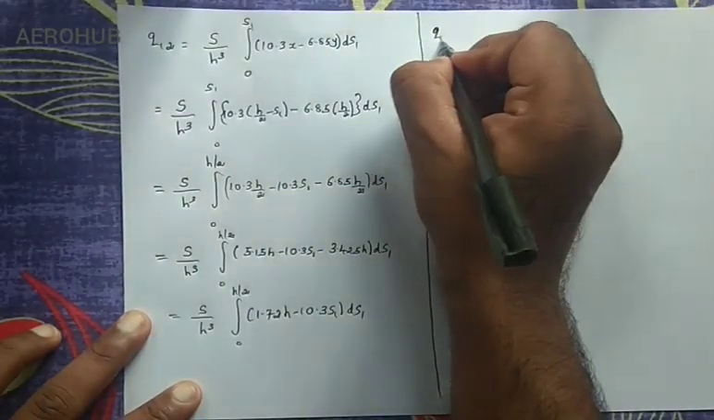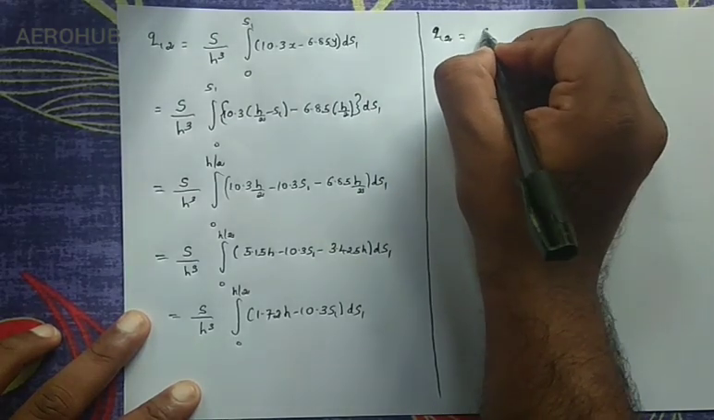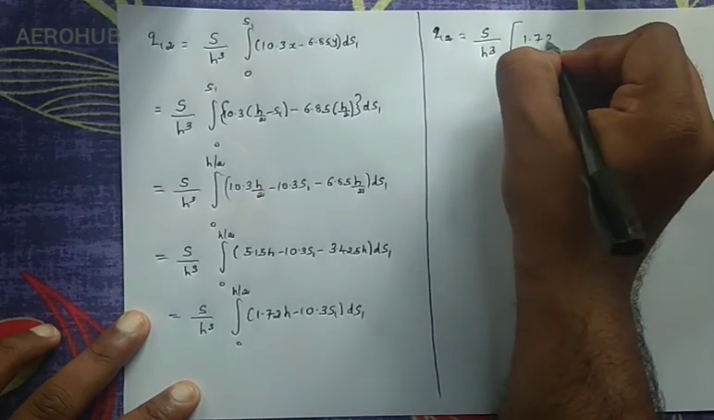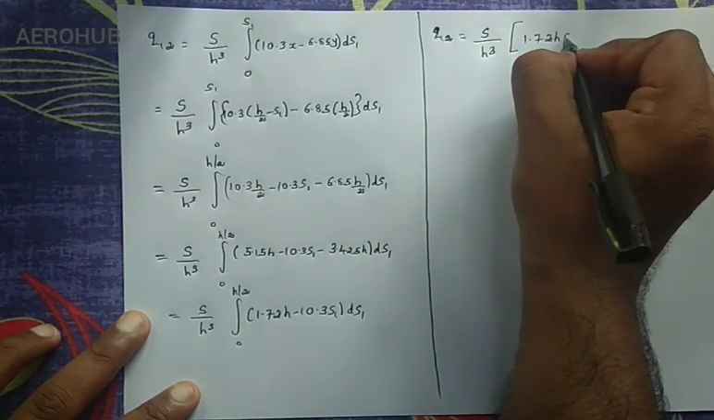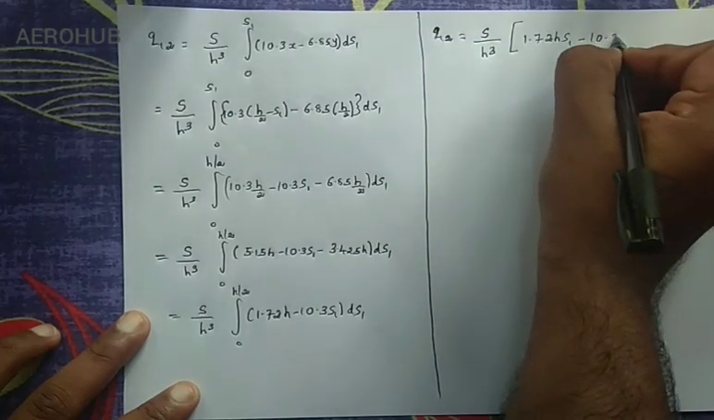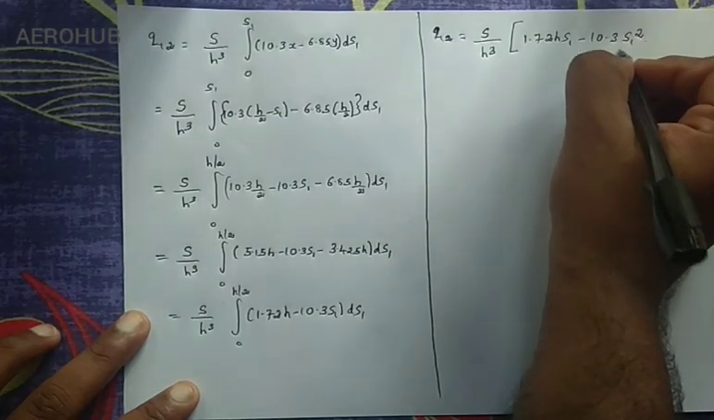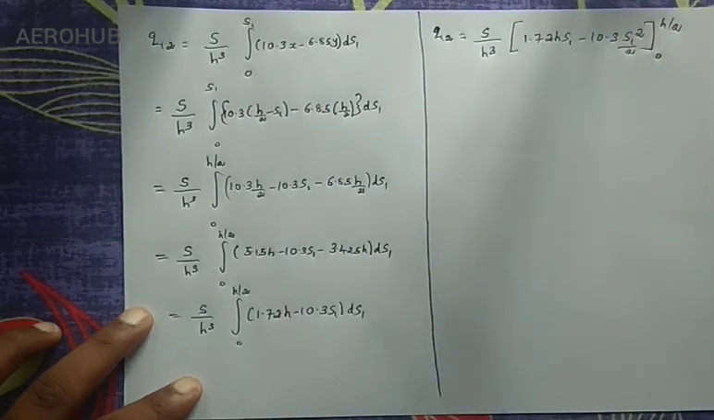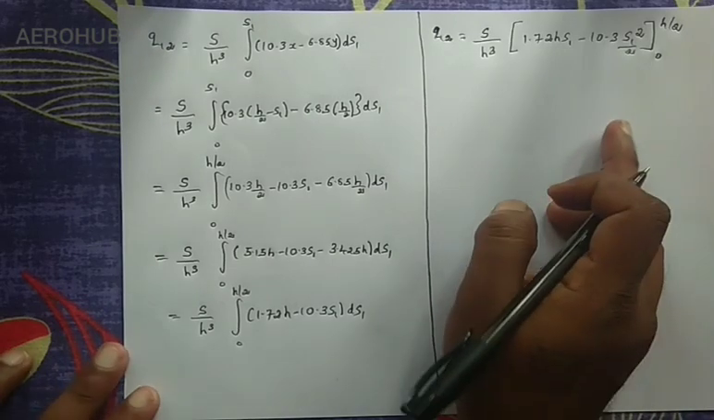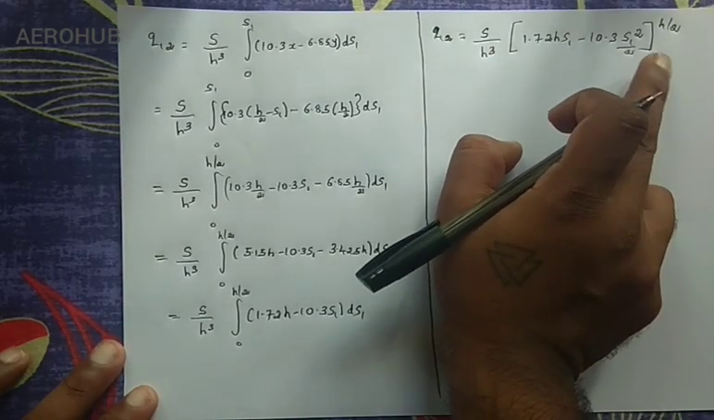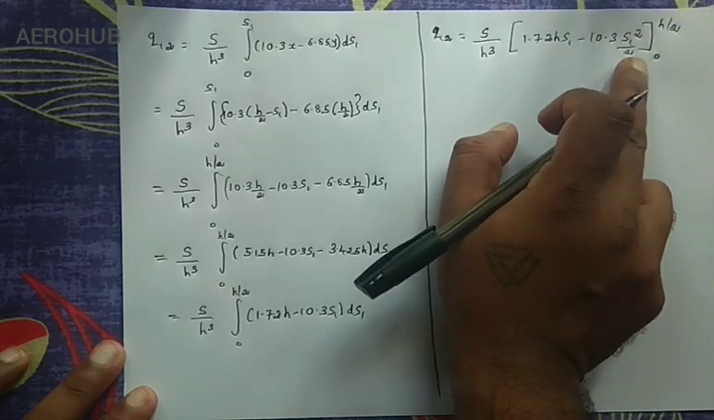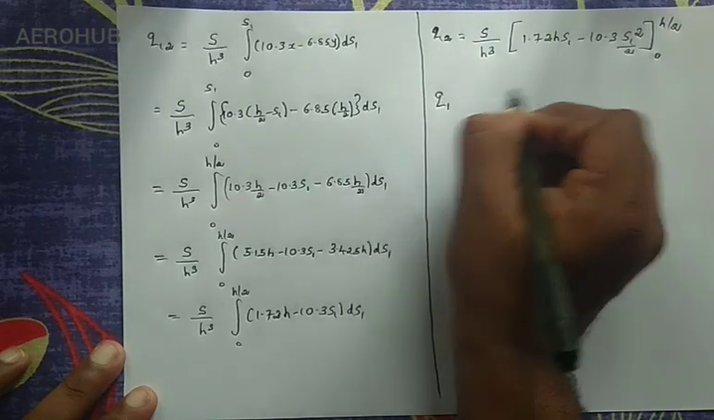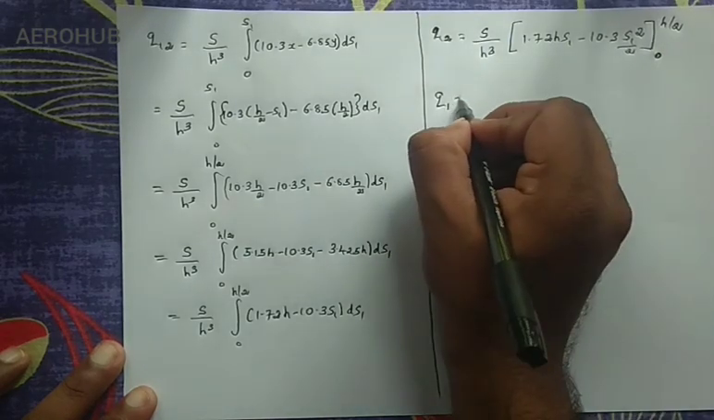So q12 is equal to S by h cubed times 1.72 h S1 minus 10.3 S1 square by 2, from the limit 0 to h by 2. Okay. So we have to substitute the limit 0 to find out q1 and h by 2 to find out q2. q1, when you are substituting the lower limit 0, will be equal to 0.